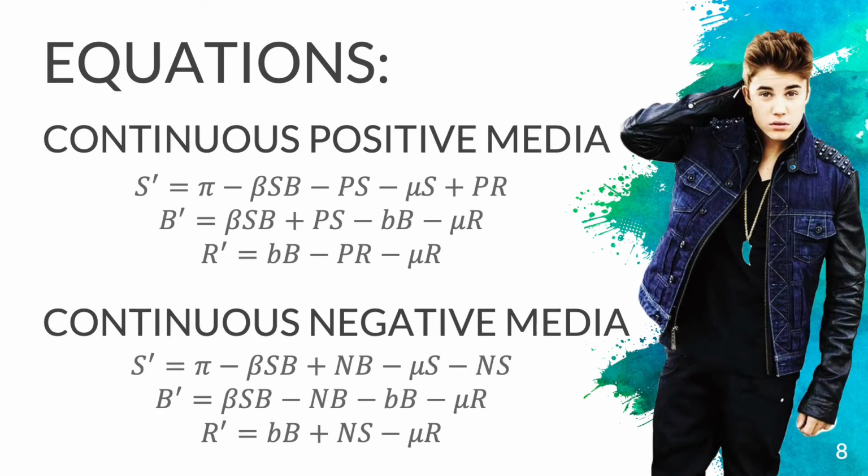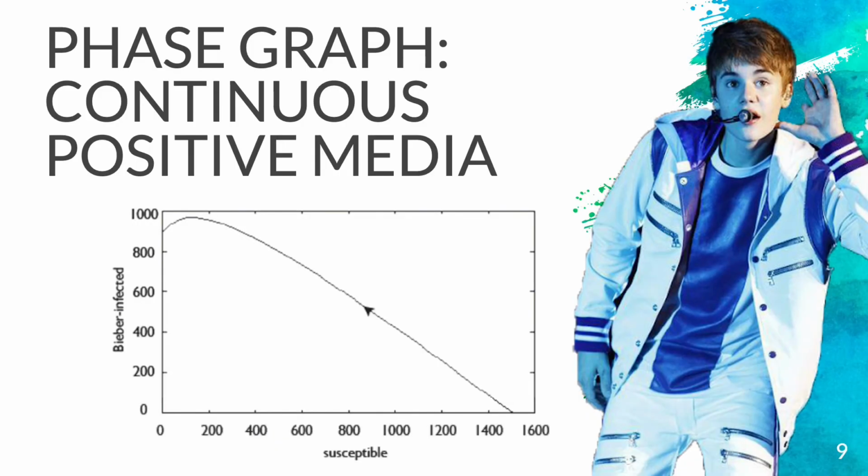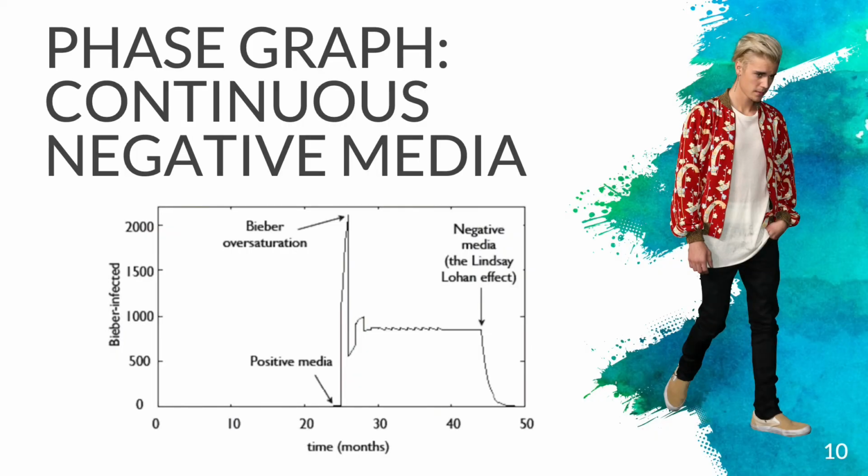In these equations, you can see the continuous positive media equations and the continuous negative media equations. There's a lot more to factor in based on the media, but I just want to focus on the graph. So in the continuous positive media graph, you can see that there is a moderate peak in Bieber-infected individuals and that the infection never really dies out. In the continuous negative media graph, this one's a little more complicated, but there is initial positive media, which leads to Bieber oversaturation, and eventually negative media counteracts the oversaturation, and at around 44 months, the media is constantly negative, and Bieber fever is somewhat eradicated.